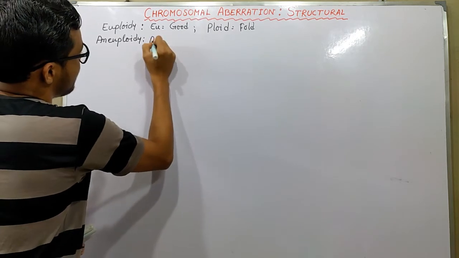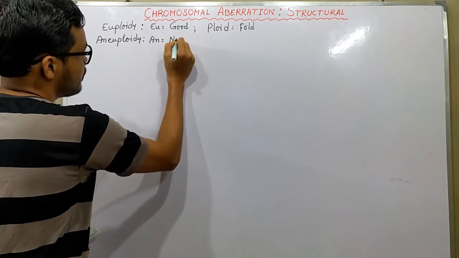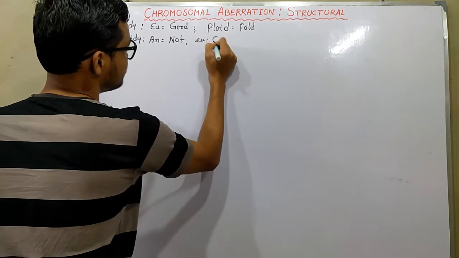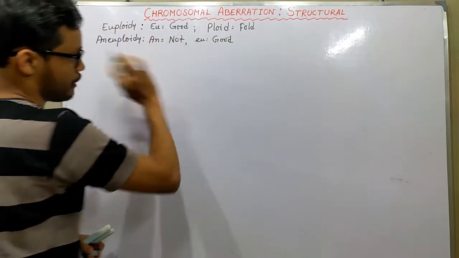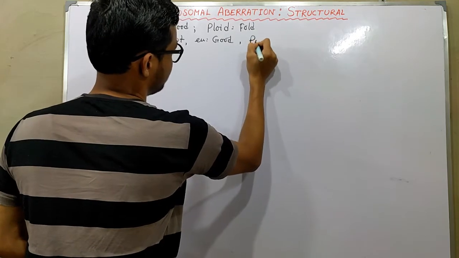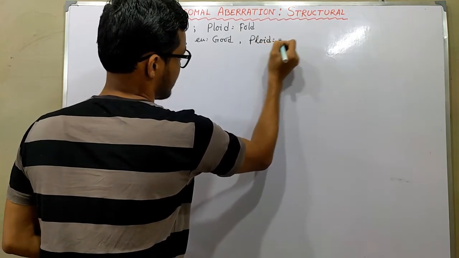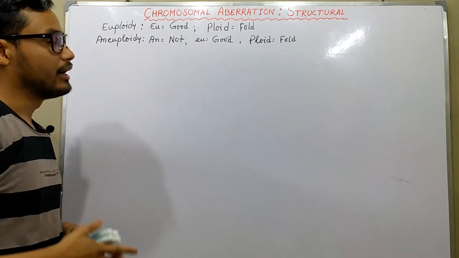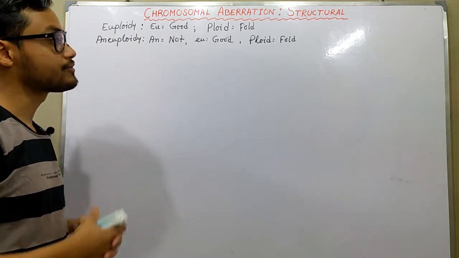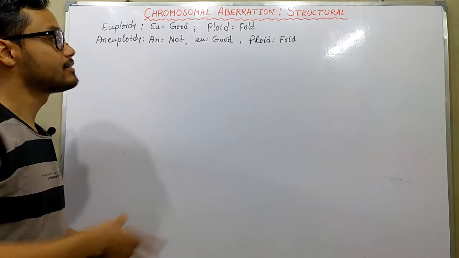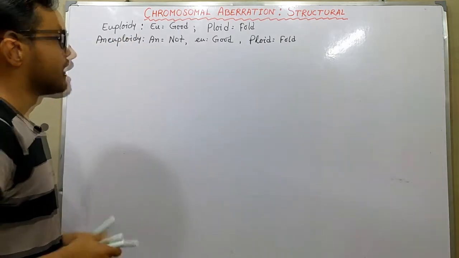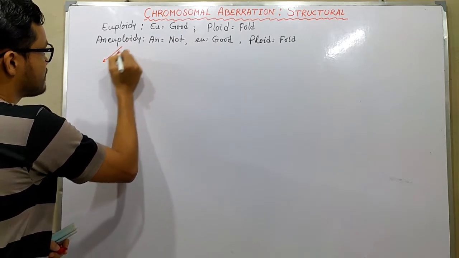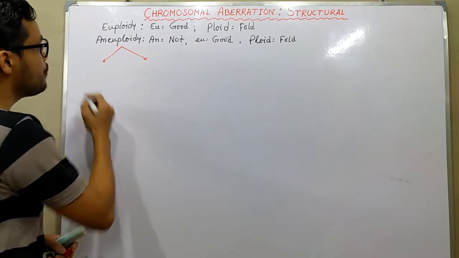here an stands for not, and eu stands for good, just like euploidy, and ploid stands for fold. So when a chromosome deviates from the normal structure, it is called aneuploidy. And aneuploidy has two divisions: one is structural and another one is numerical.